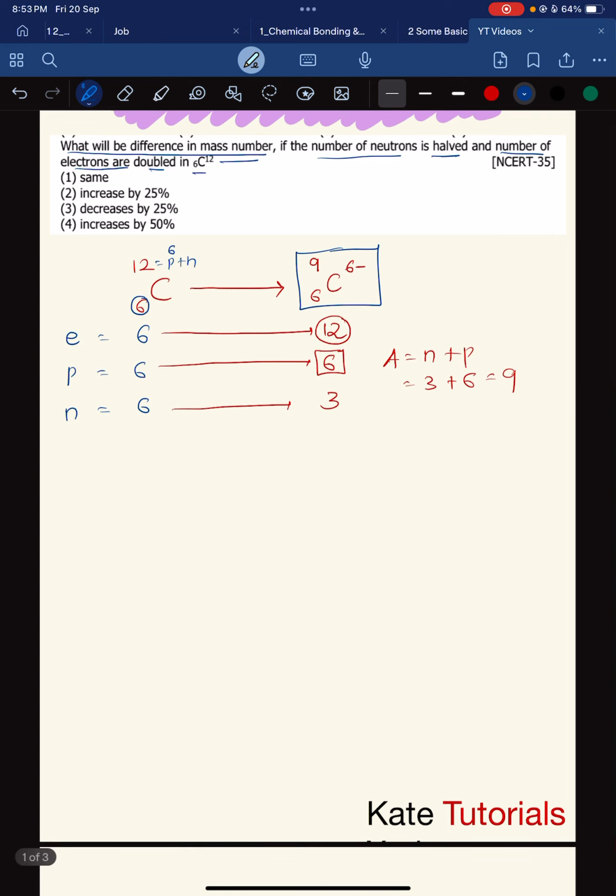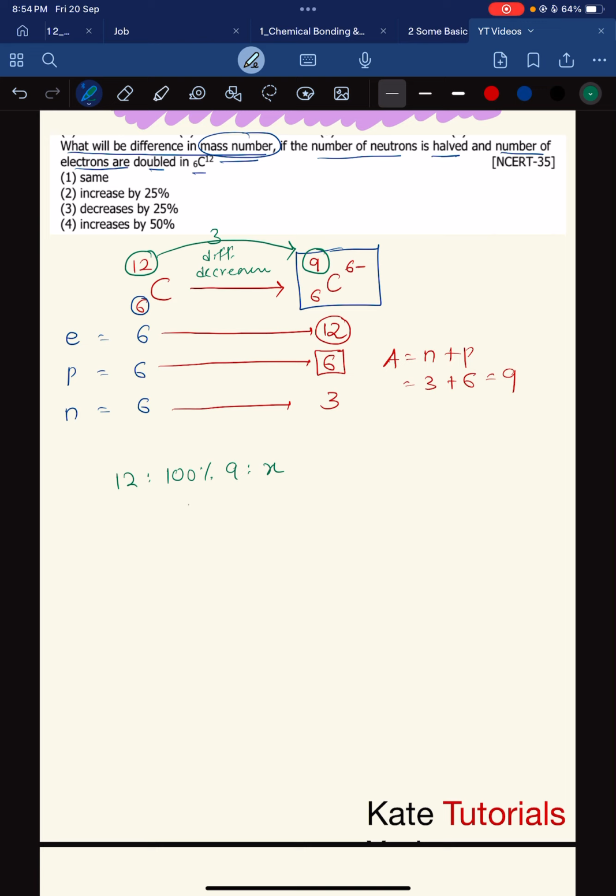So what they want to ask is, what is the difference in mass number? Here you can see that the mass number of this carbon is 12, and here the mass number of this carbon is 9. So how much difference is there? It is 3. Three difference, right? So has it decreased or increased? It has decreased.